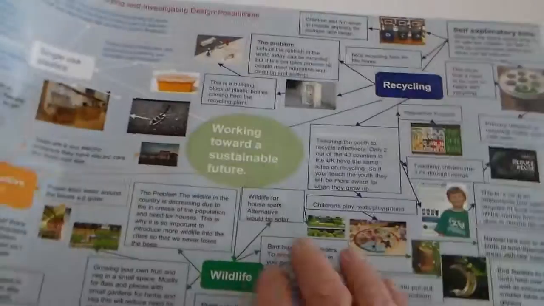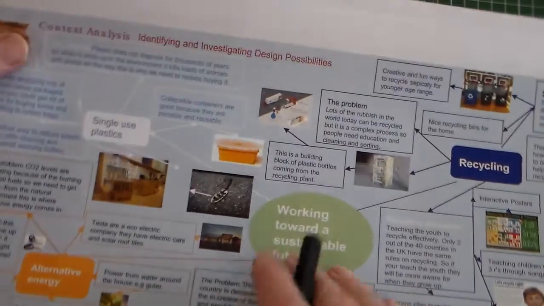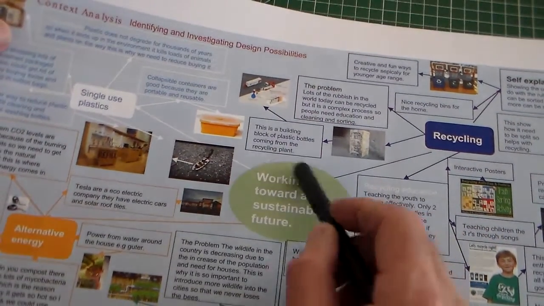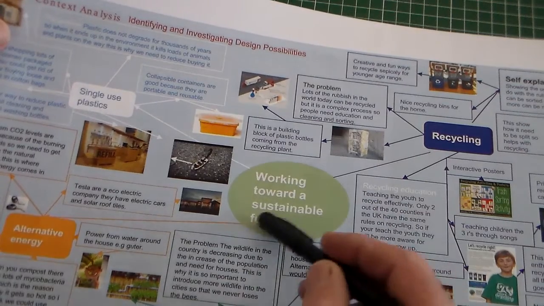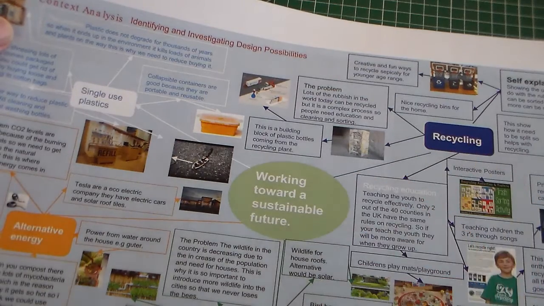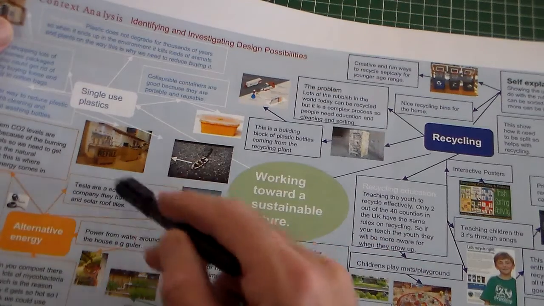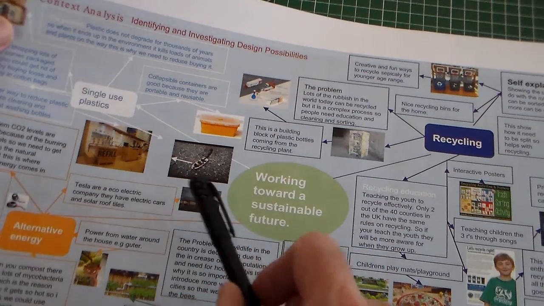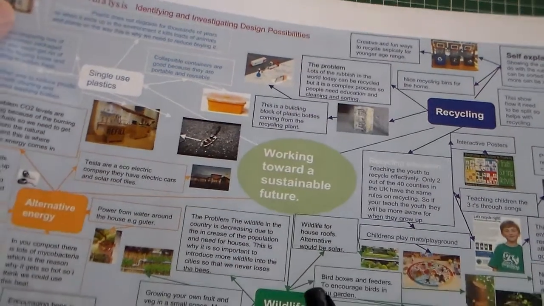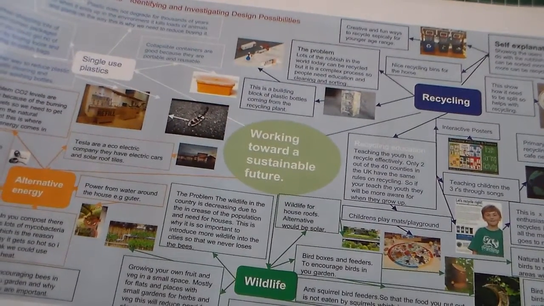And then this last one, which I think is quite nice, it says context analysis, identifying and investigating design possibilities. This one too is working towards a sustainable future. They've got major titles here, so they've got wildlife, recycling, alternative energy, which is kind of nice. All these things relate to that. And then off these, they've got Tesla, our electric car company, their electric cars, and just little images as well. I think this one, personally, is the best presented one, and it's good.